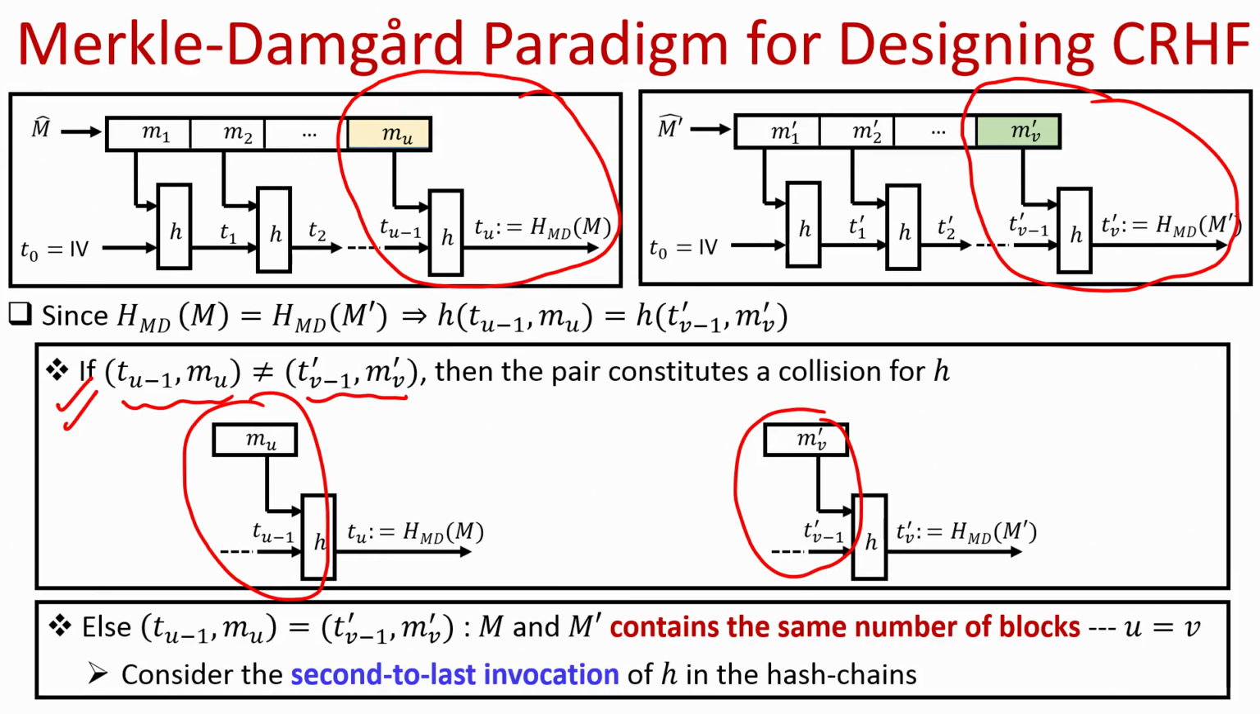Otherwise, it implies that the combined input t sub u minus 1 and m sub u is the same as the combined input t dash sub v minus 1 and m dash sub v.